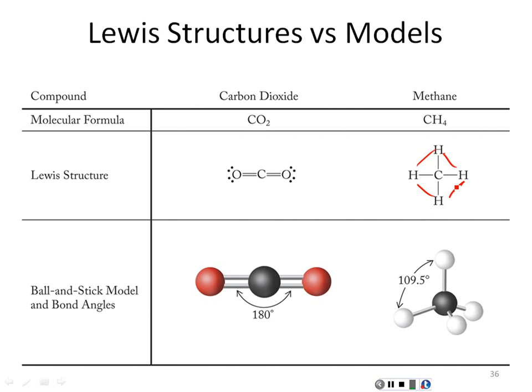Is that accurate? Well, if we look at models for these 2 molecules, carbon dioxide is linear. It's a linear molecule. So the Lewis structure and the molecular model are the same. But methane, however, is not a planar molecule at all. It's what's known as a tetrahedron, and its bond angles are 109.5, not 90 degrees, as is suggested by the Lewis structure.